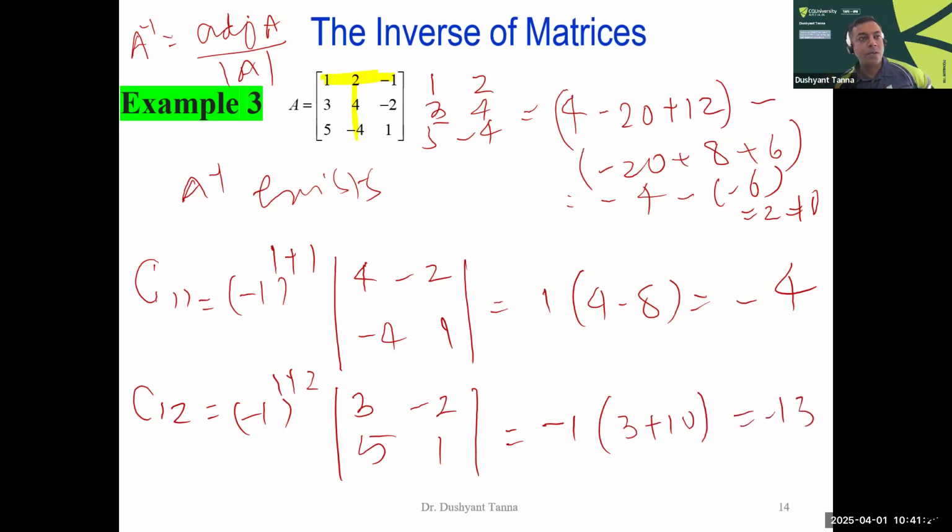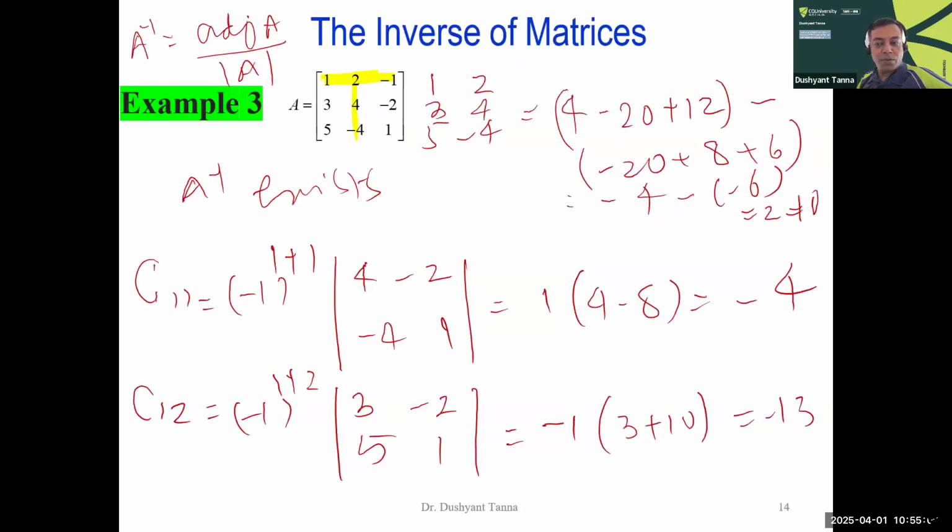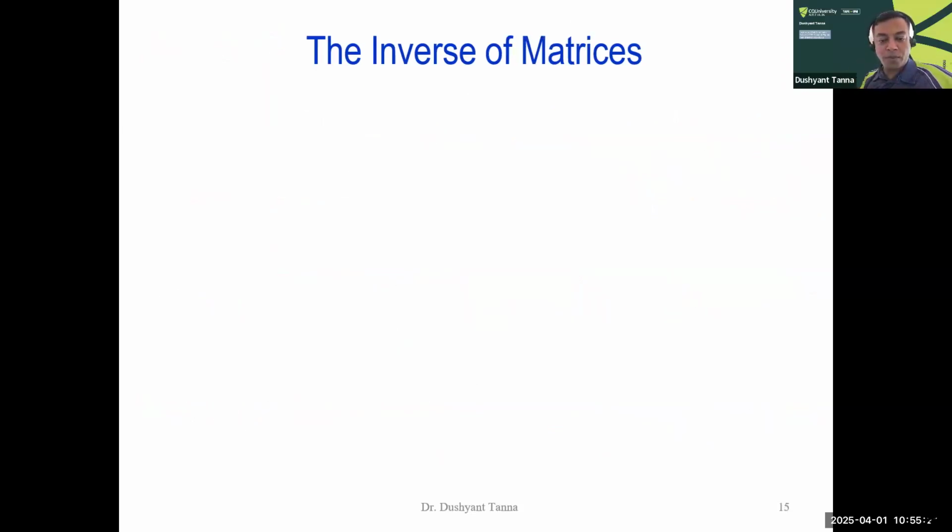Those who are watching the recording, please pause here and try to obtain all 9 cofactors and then play it again. So what we have computed is C12. I'll write everything else down. I'm sure you now understand what I was explaining. C13 is minus 32.